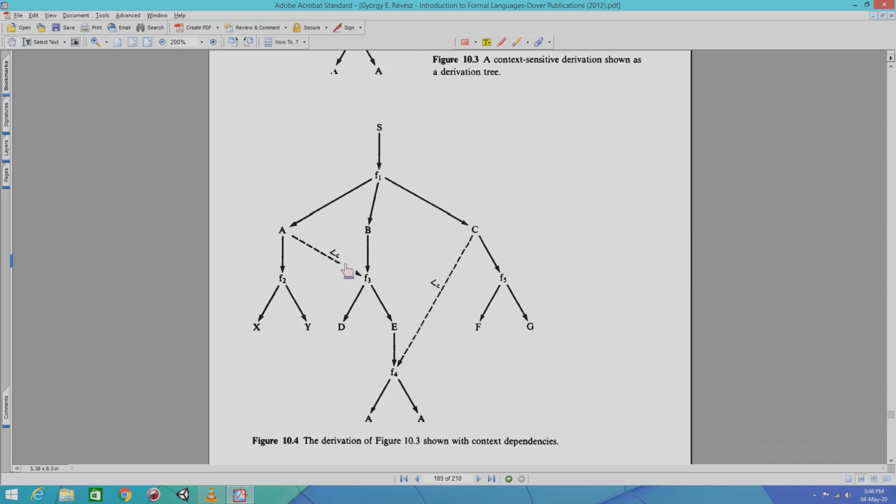Similarly, this context sensitivity is indicated. So E can be replaced with AA using F4. Let's go on to F4. F4 says E replaces AA, but right context C should be there. So this replacement is possible only if the right context C is present. So this replacement is context dependent on C. This replacement is context dependent on A. This context dependence is indicated by this symbol in this book, the greater than sign C. The greater than sign C indicates context sensitivity.